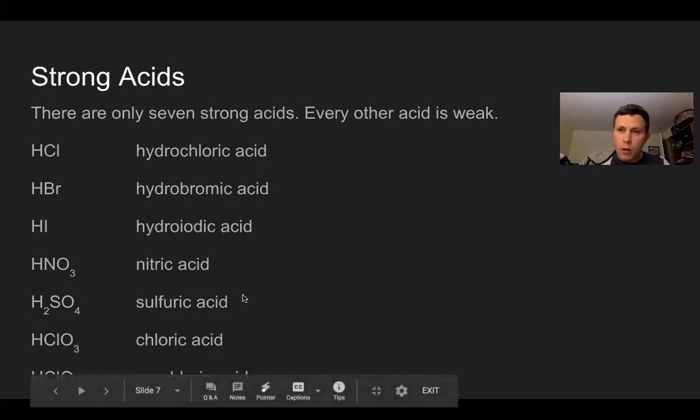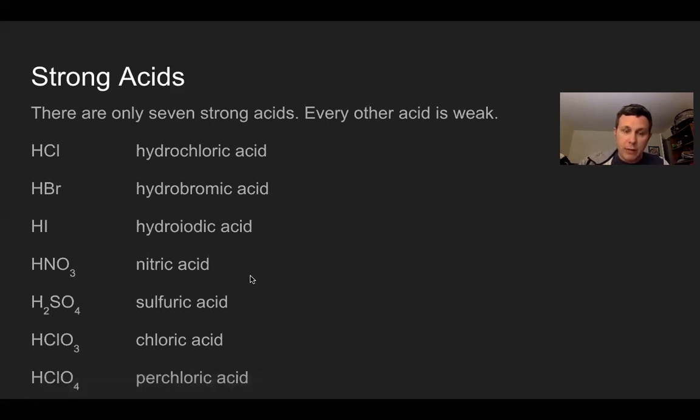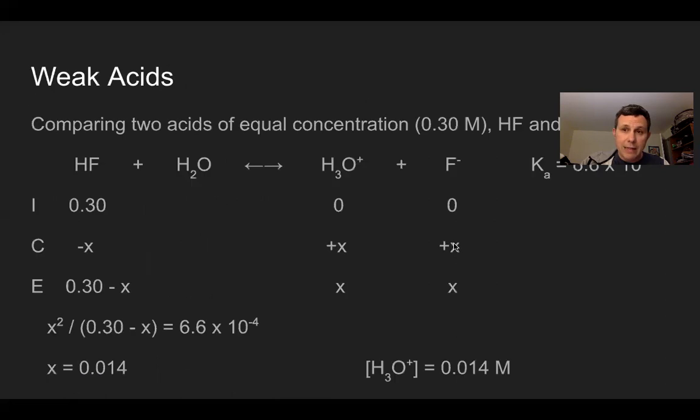And these other 4 are just ones that you would encounter frequently and would want to know: nitric, sulfuric, chloric, and perchloric. Every other acid is a weak acid and will have a Ka value to indicate how weak or strong it is. So let's look at 2 acids.